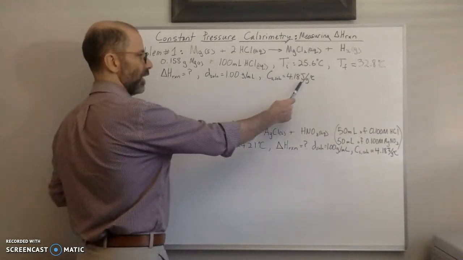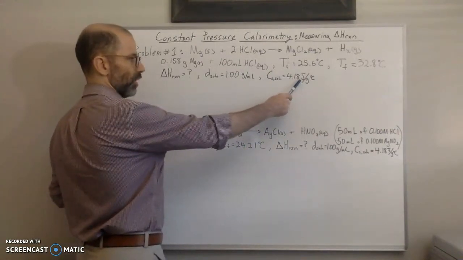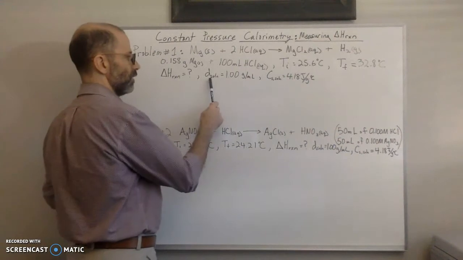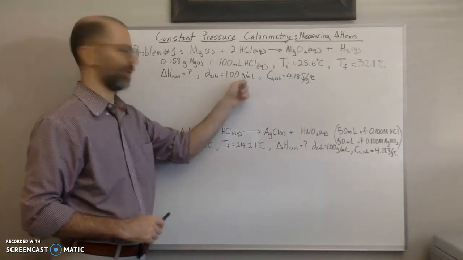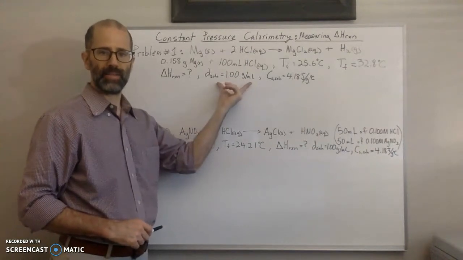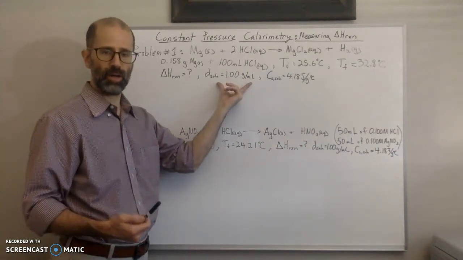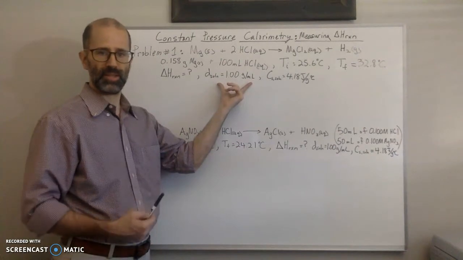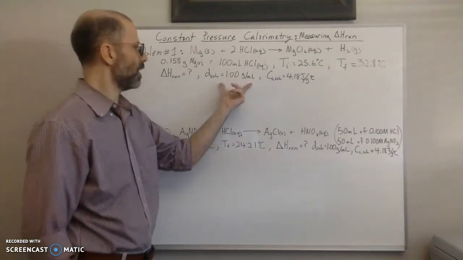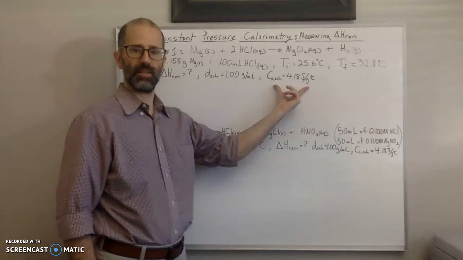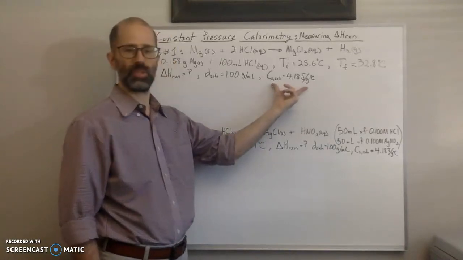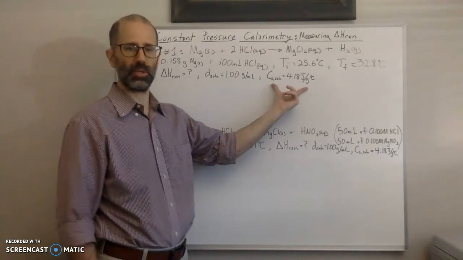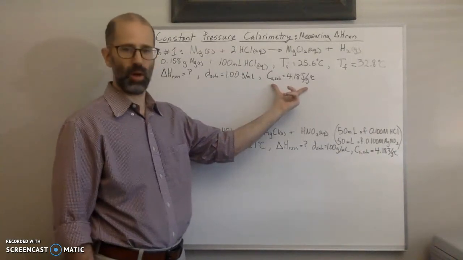We'll notice here that we're in joules here. Okay, so they're giving us the density of the solution as 1.00 grams per mL. You might recognize this as the density of water. So we're assuming that the density of the solution is the same as water. Same for the specific heat of the solution. So they're giving us the specific heat of water, so we're assuming that it's the same as water.